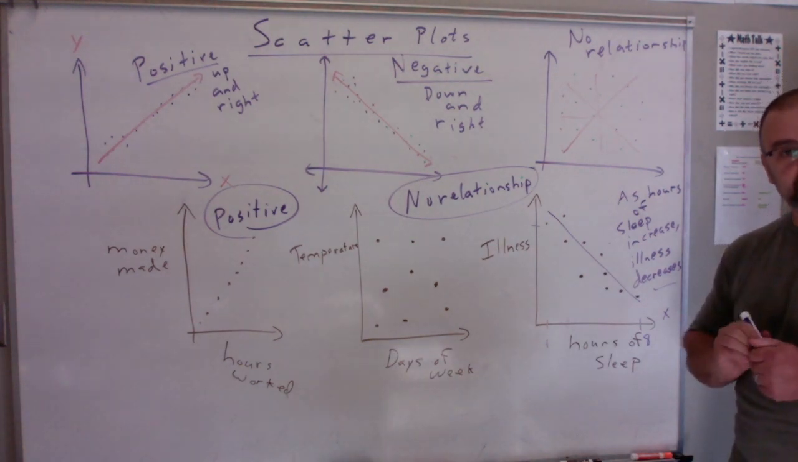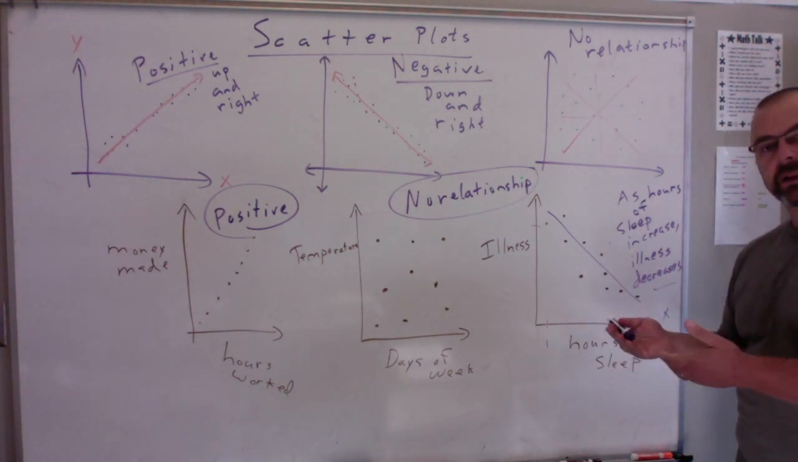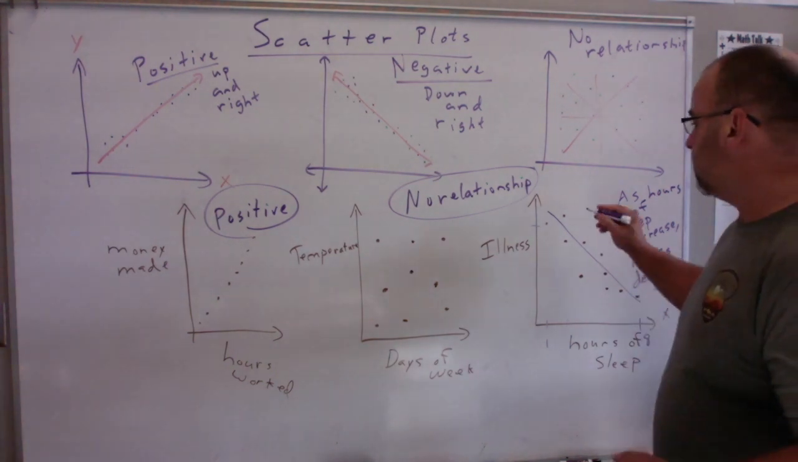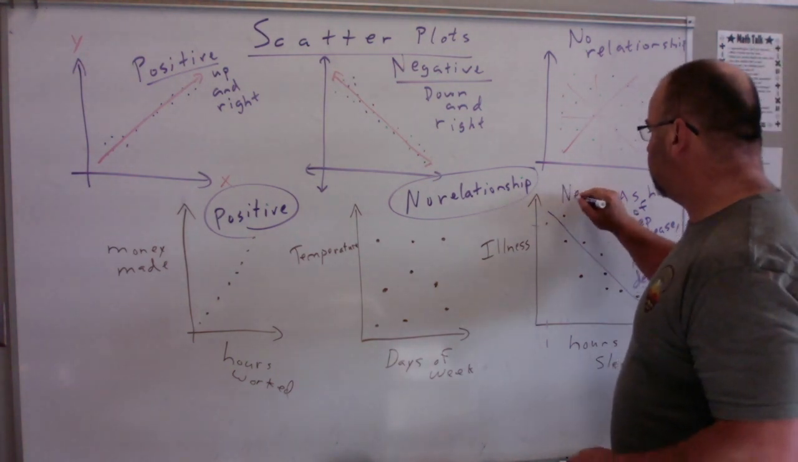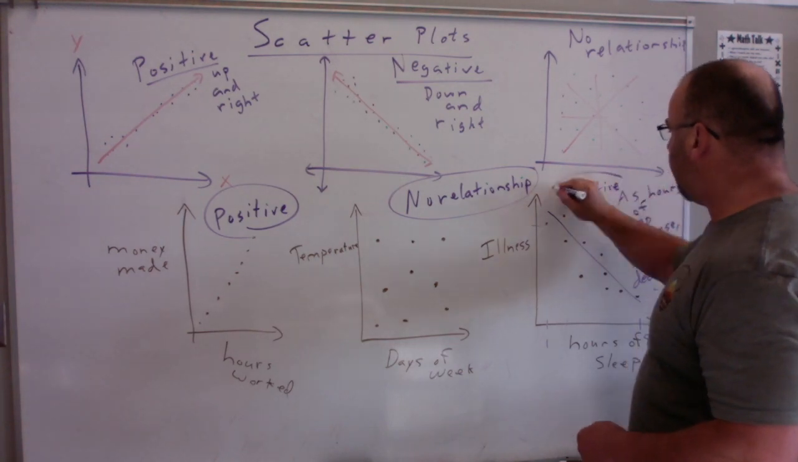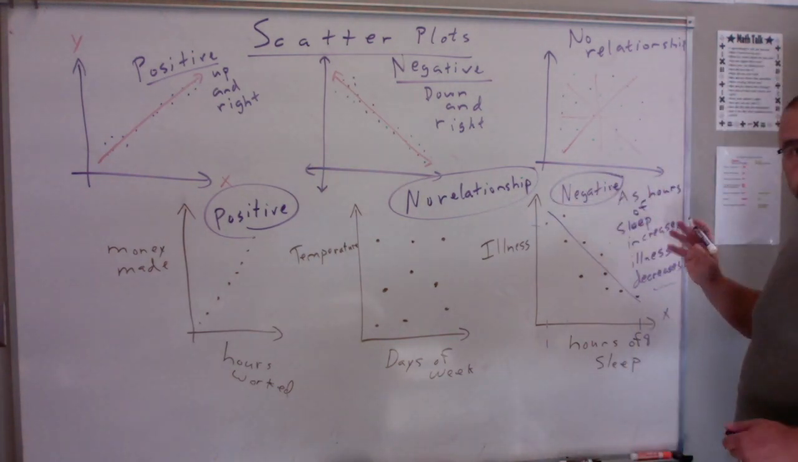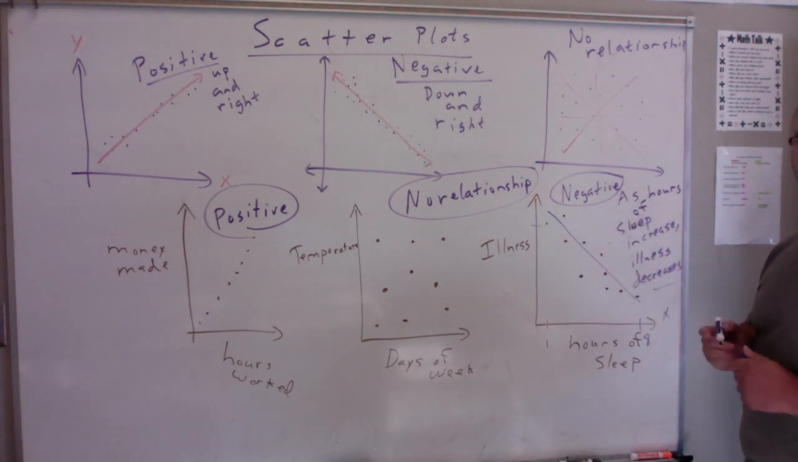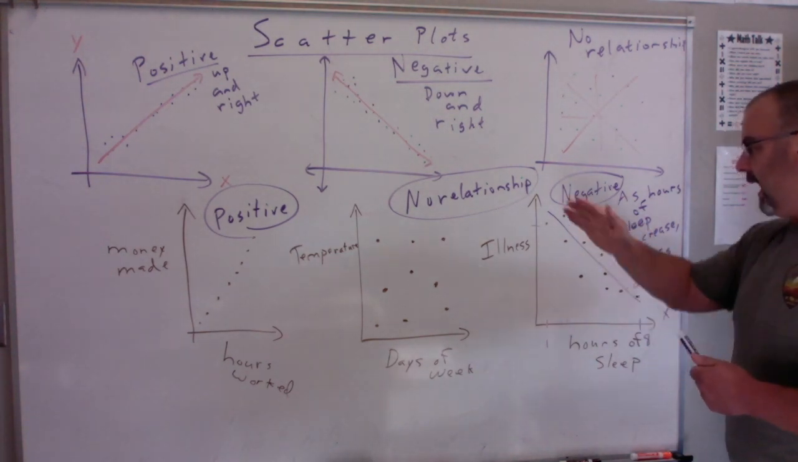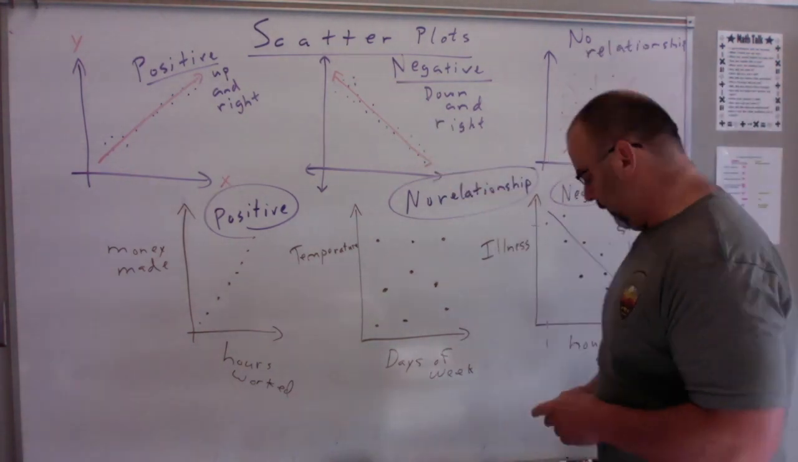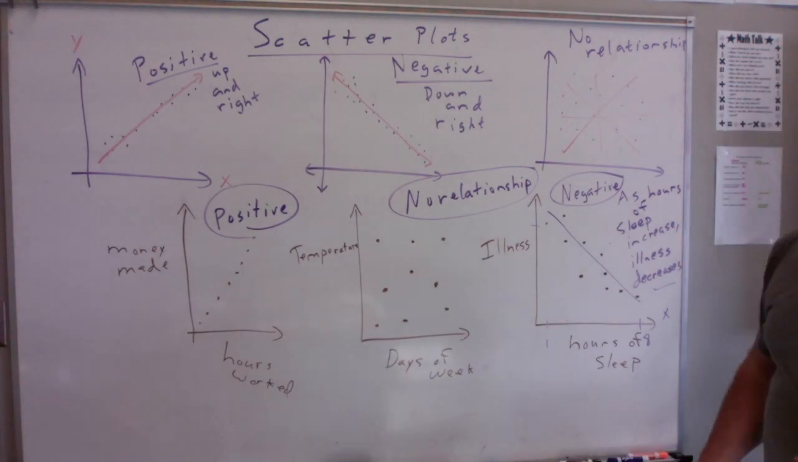And that's very important to understand. And that makes sense. The more sleep you get, the healthier you are. So this would be, of course, a negative relationship. And negative doesn't always mean that it's bad, right? Getting more sleep and being healthy, that's not a bad thing. This is negative because it's going down and to the right, like this one up here. And that's how we analyze scatter plots.